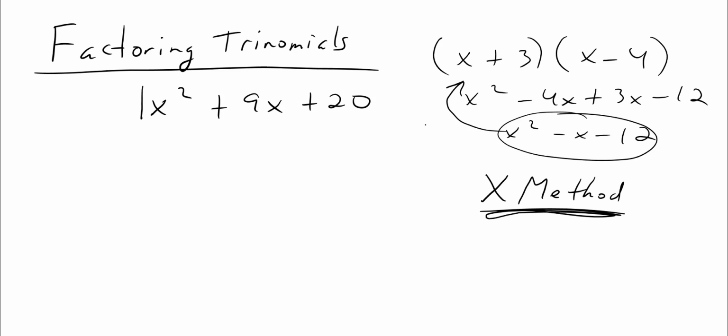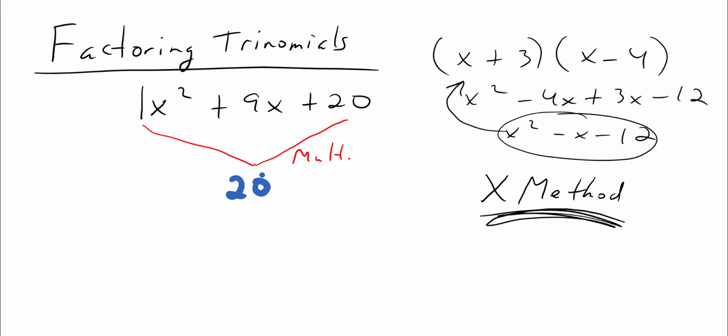Okay, so this is basically how it works. You take that 1, the x squared number, and you take the 20. You take those two numbers and you multiply them, and that number comes out to be, I'm going to put it in a different color here, 20. Then that's at the top of the x. And then see that 9, the 9x, write that 9 at the bottom of the x. Okay, so that's the setup for it.